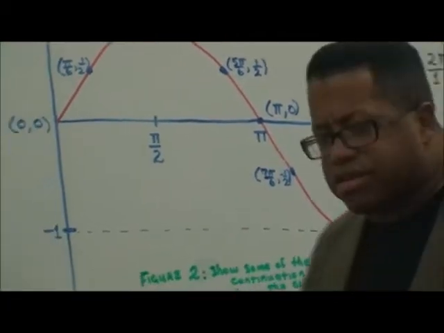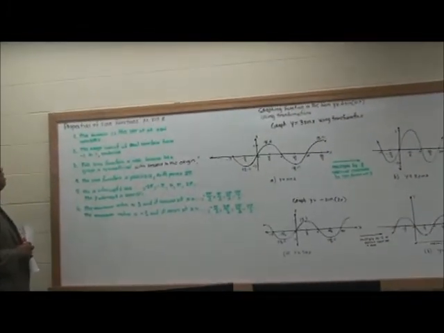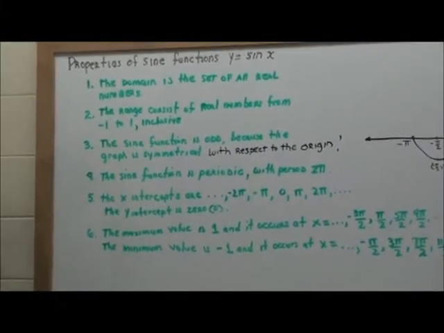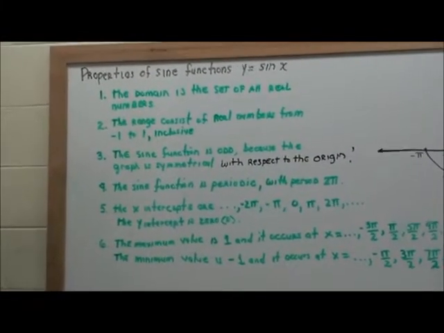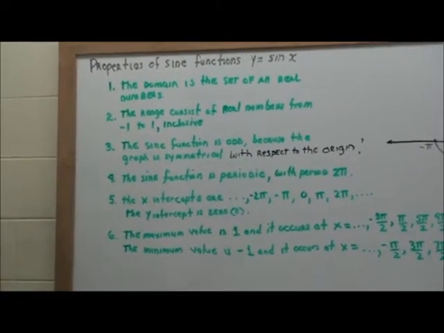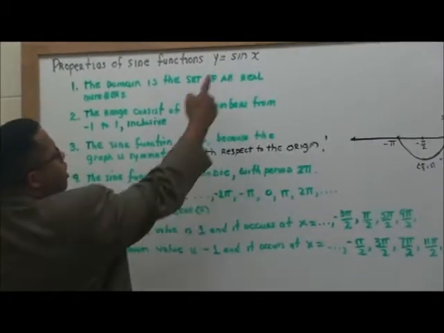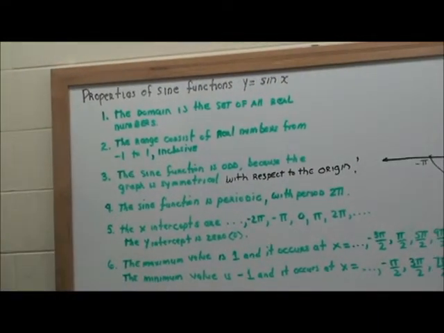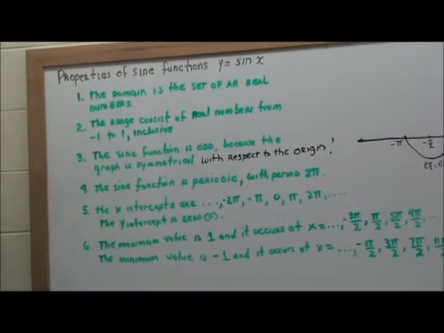Come follow me and let's talk about some properties of the sine function real quick. Now, as you can see, the domain is the set of all real numbers. And the range consists of real numbers from negative 1 to positive 1 inclusive. Now, that's considering that you have an amplitude of 1 right here, remember? So that's understood to be a 1 there, which is the amplitude. So that's what your range is.